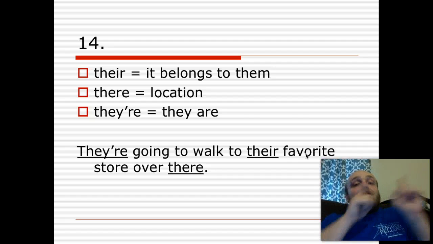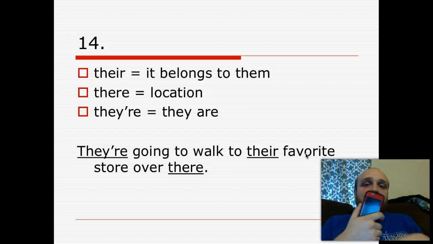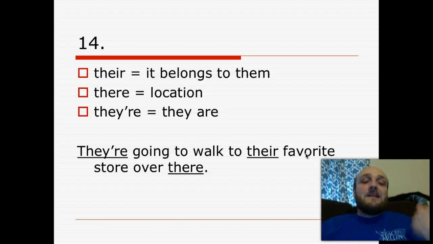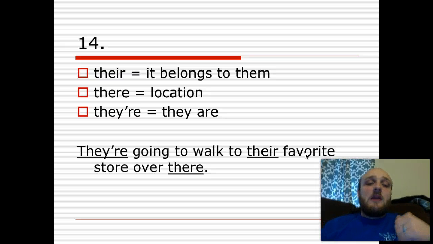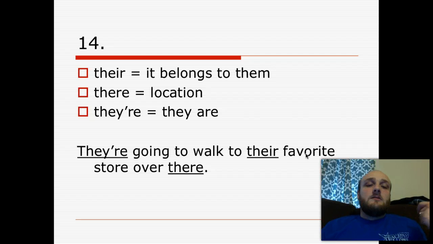T-H-E-R-E talks about a location. So, it's over there. Okay? Or, I set the iPhone 5 over there. T-H-E-Y apostrophe R-E stands for they are. They are going to walk. They are not coming home until 9 o'clock. They are eating Mexican food for dinner tonight.